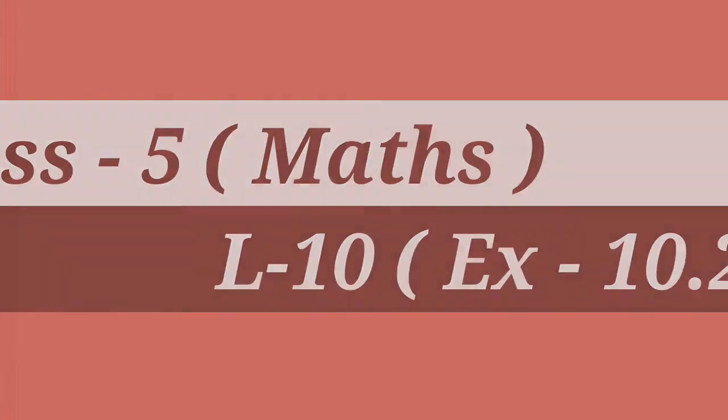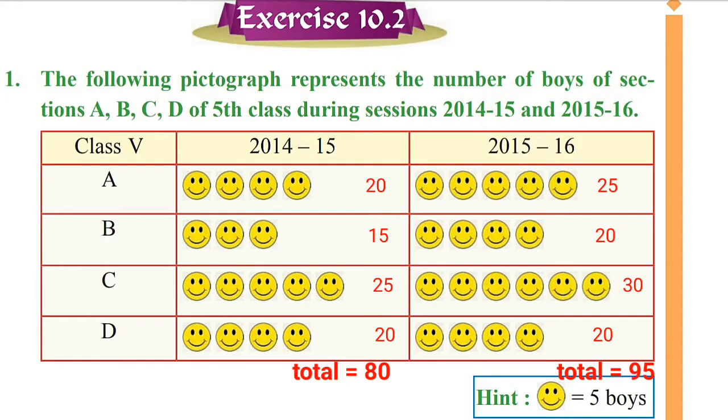So let's do the subject Maths of 5th class. Let's start exercise 10.2. Here, first, the following pictograph represents the number of boys of sections A, B, C, D of 5th class during sessions 2014 to 15 and 2015 to 16. You can see in the first column we are given class 5 sections A, B, C, D.